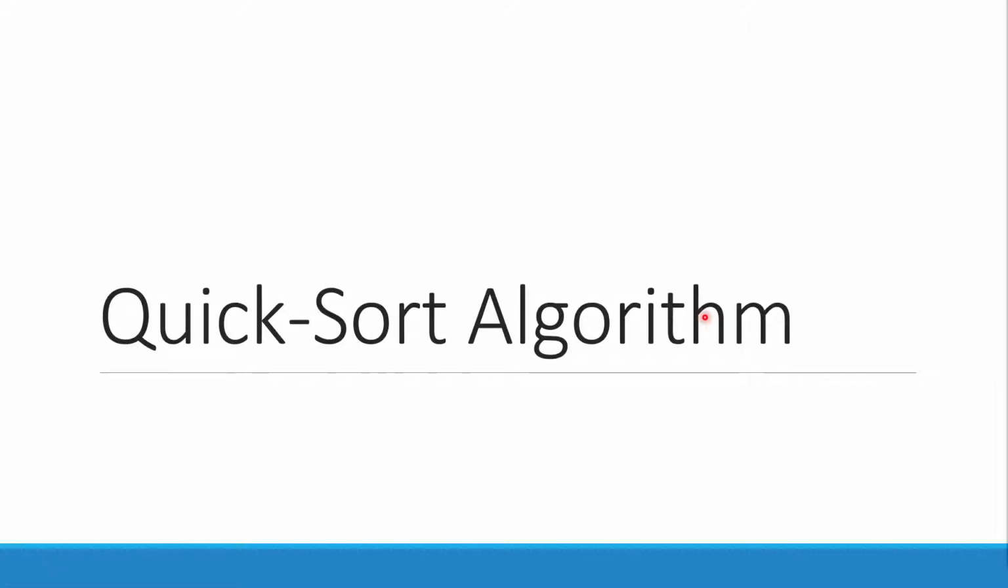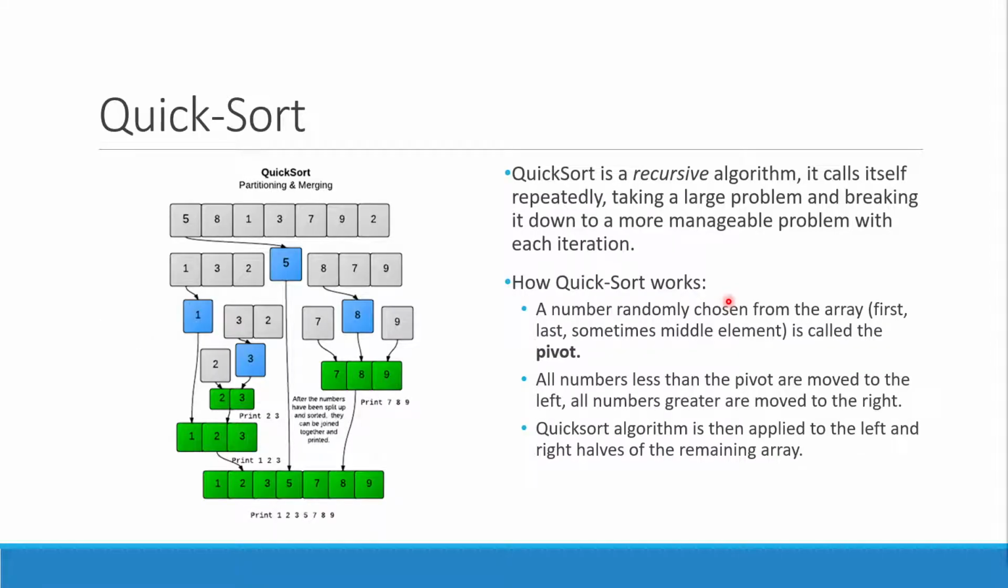Okay, now quick sorts is, as I said before, all of these sorting algorithms, they're trying to accomplish the same thing, right? The only thing that's different is the method by which they try to do it. Now, let's talk about quicksort. Quicksort is a recursive algorithm. Hey, we learned recursion in the previous week, right? So, because it's recursive, it calls itself repeatedly.